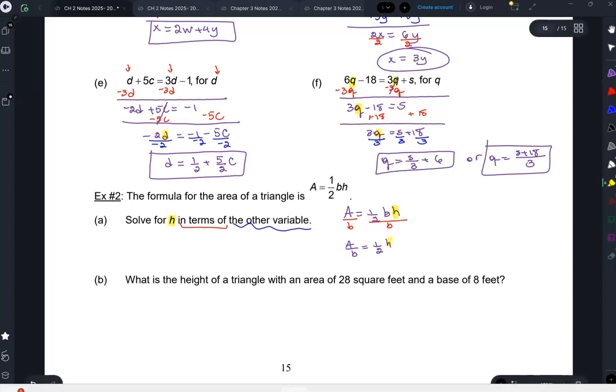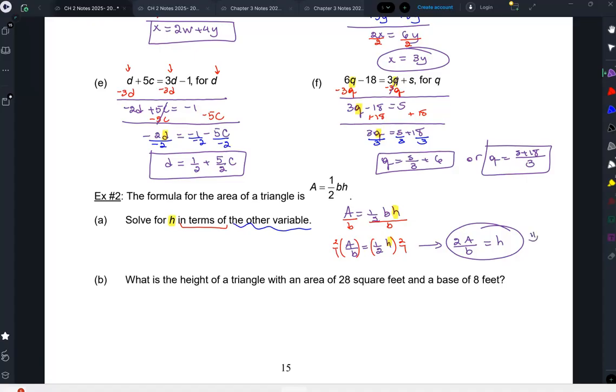Solving for H. What should I do now? What do I need to take out of there? The 1/2. Okay, so here's the thing. This is 1/2 times this, right? We're going to divide by 1/2 technically, but if you have the variable being multiplied by a fraction, you multiply by the reciprocal of the fraction. So I'm going to multiply this by the reciprocal, and this by the reciprocal. So what do I get? 2A over B is equal to H. Okay?